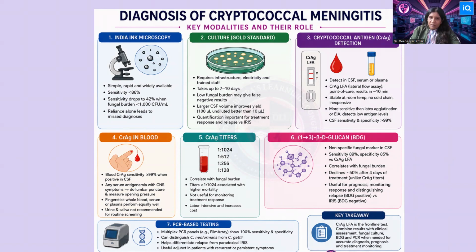The second type of test that you can do for Cryptococcus is the fungal culture. It is a gold standard. It confirms the diagnosis and allows the quantification of the fungal burden. It is also useful for monitoring response and differentiating relapse from immune reconstitution inflammatory syndrome. That is very important to differentiate.